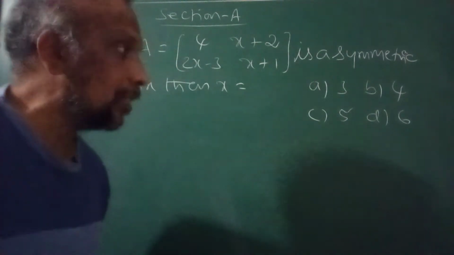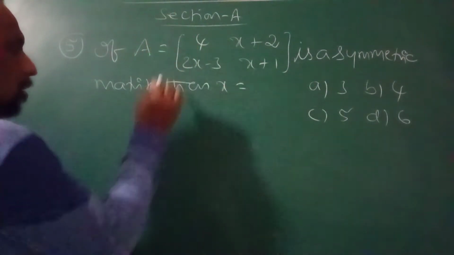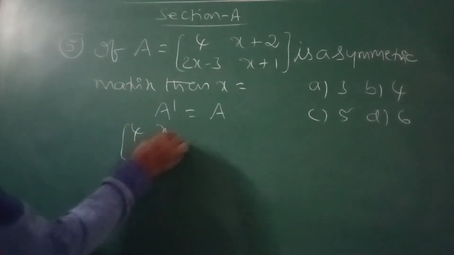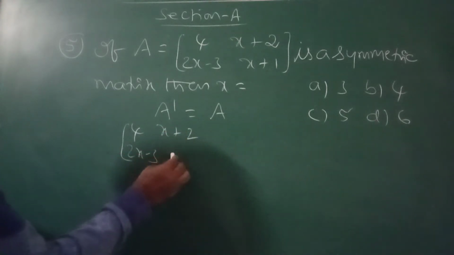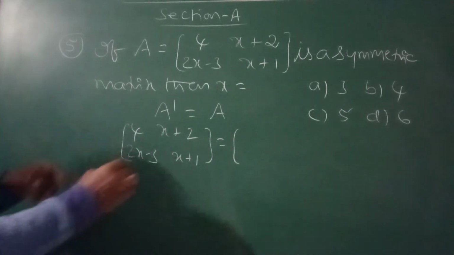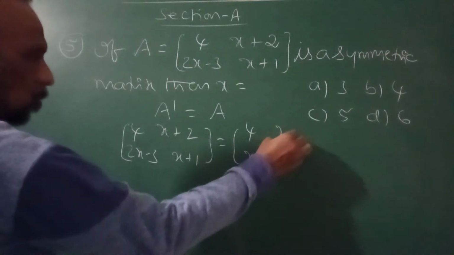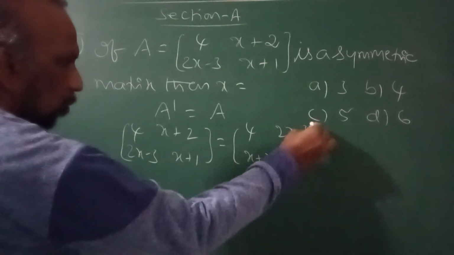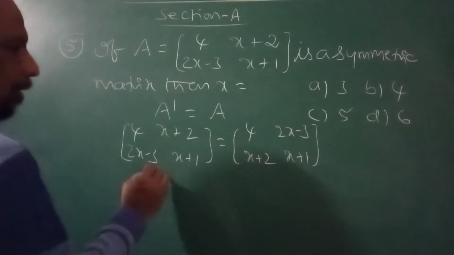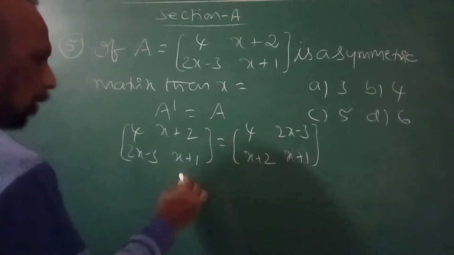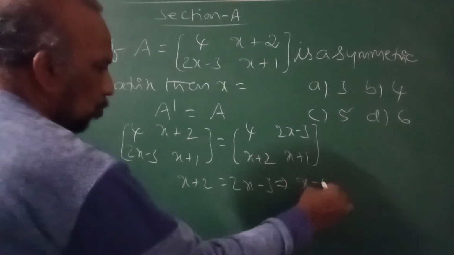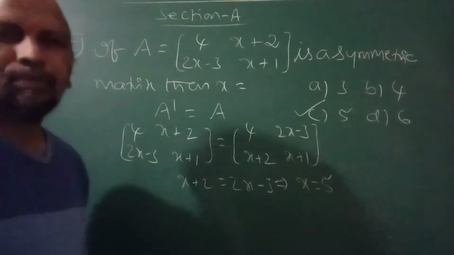When it is a symmetric matrix, the definition is A transpose is equal to A. This is symmetric, so A transpose is equal to A. Then I can write the matrix 4x plus 2, 2x minus 3, x plus 1 should be equal to its transpose. Take the transpose of this. Then comparing both sides, I can write x plus 1 and x plus 2 equal to 2x minus 3. From this I can write x is equal to 5. Your answer is option C, x is equal to 5.